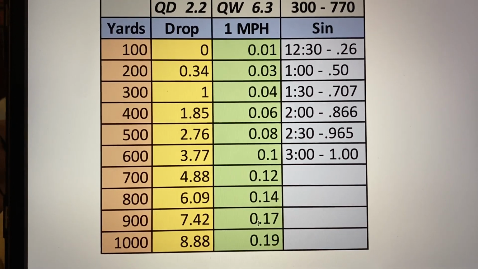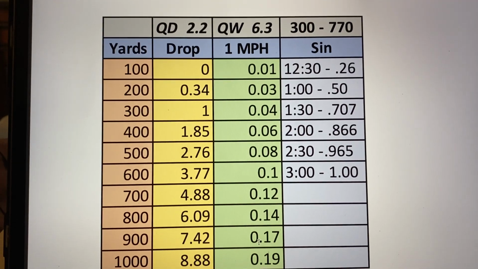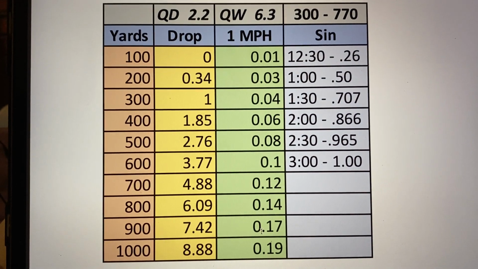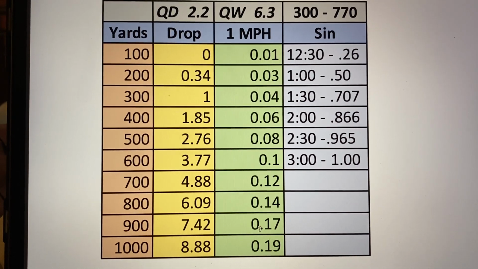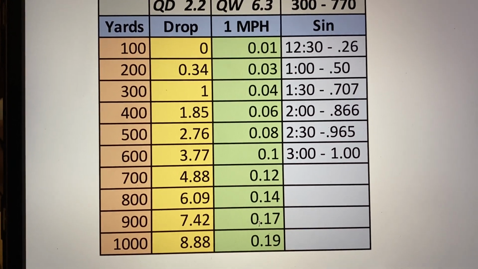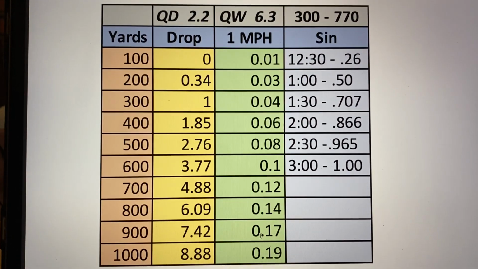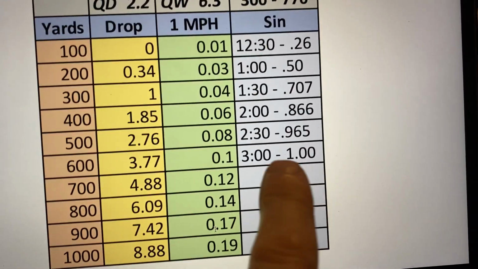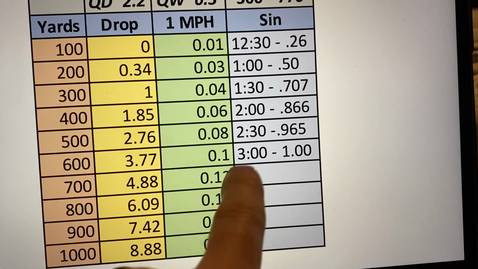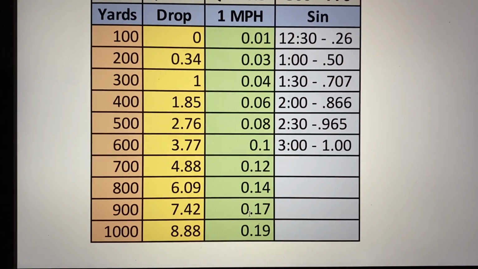So at say 600 yards with a 6.3 mile an hour wind will give me 0.6 that I need to dial for my wind. At 500 yards, it'll be 0.5. So at 600 yards, let's say I have a 10 mile an hour wind. This is where our cosines are going to come in. That's going to give me basically just move our decimal over one spot, which is multiplying it by 10. That gives me 1 full mil.